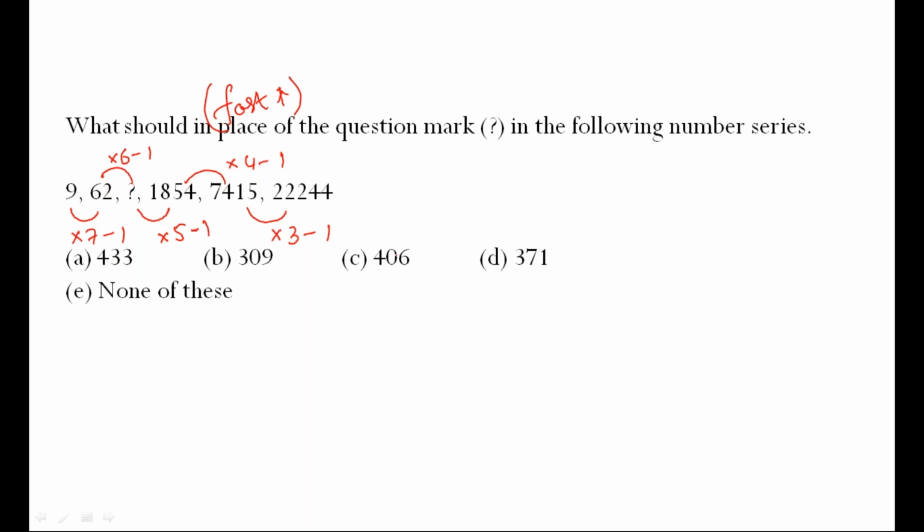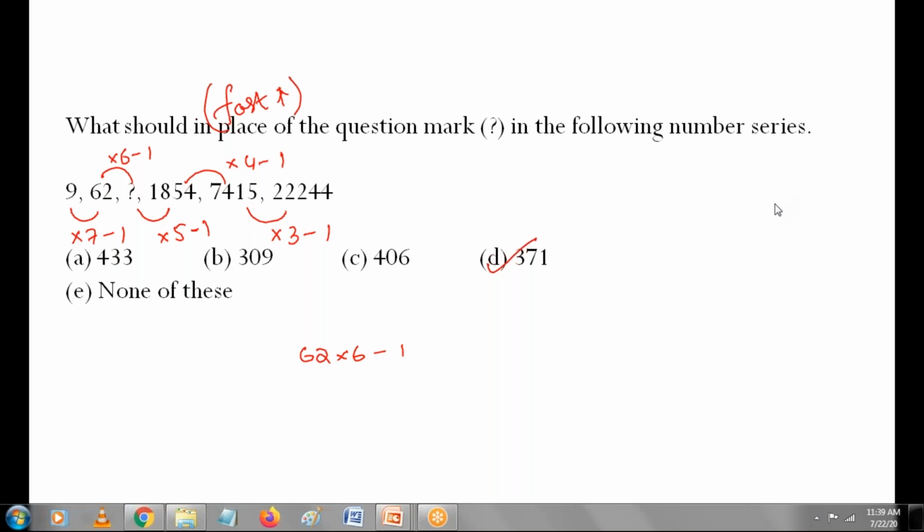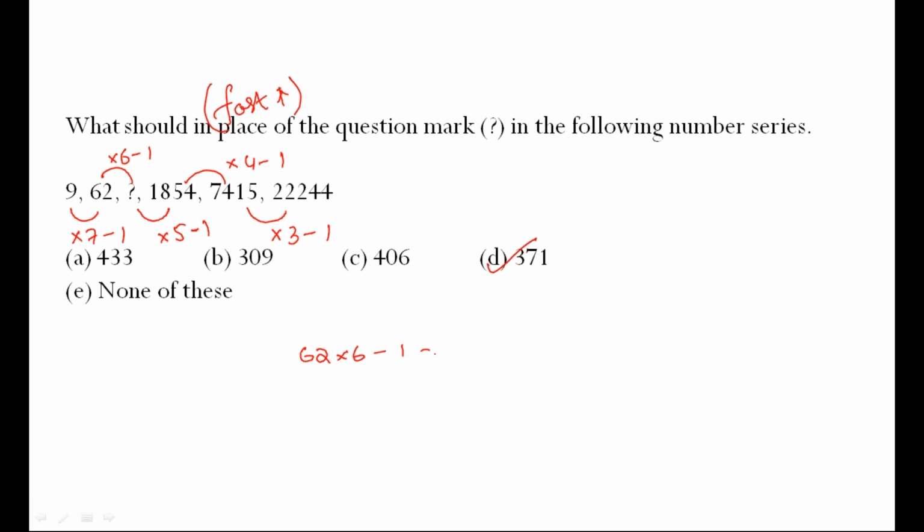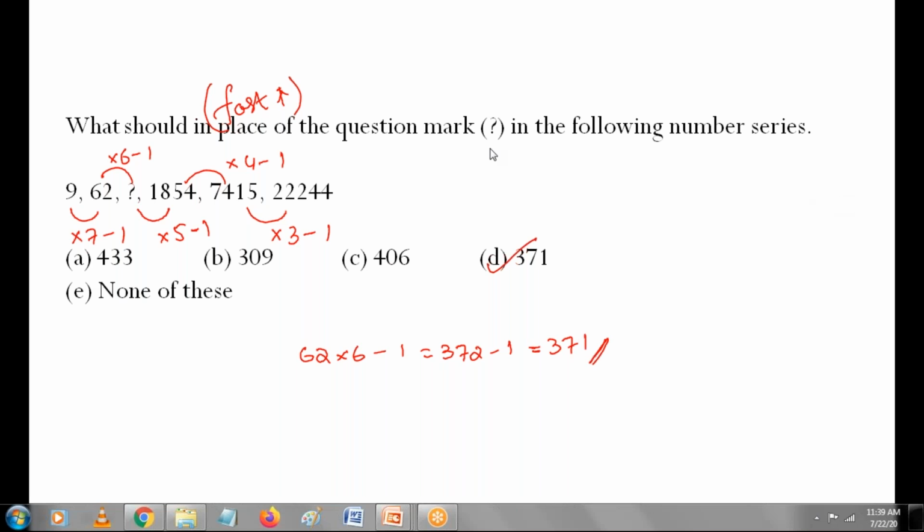Answer is 371. 62 into 6 minus 1, my dear friend. Guys, check the logic is correct. 62 into 6 is 372, minus 1 is nothing but 371. 371, right? Option D is correct, 371.